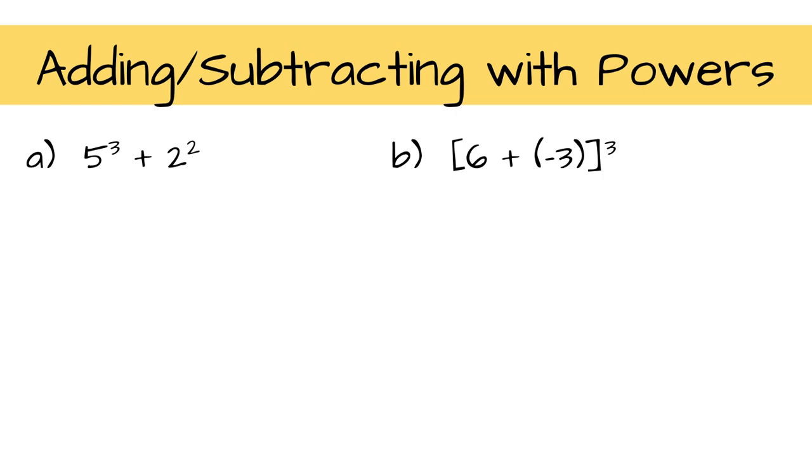Example A, again, we have to evaluate first. So we have 5 cubed, which is 125, plus 2 squared, which gives us 4, leaving us with a total of 129.